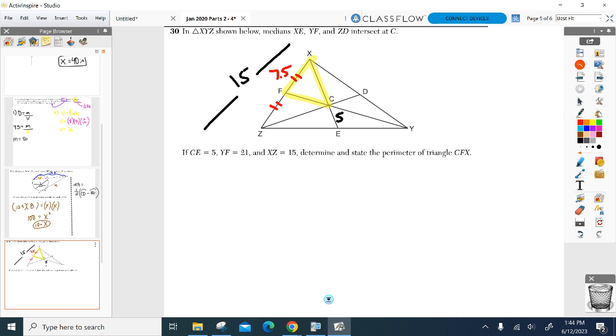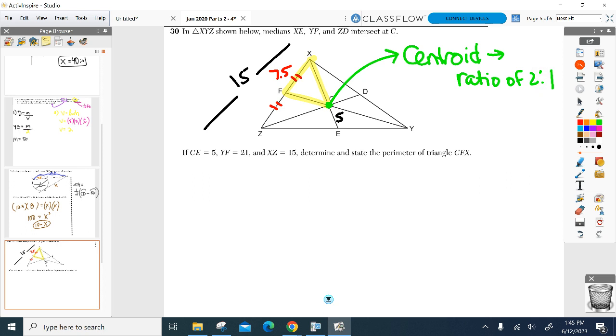Notice all 3 medians intersect at point C. Way back in Unit 5, we had a name for point C. All 3 medians intersect at the centroid. So awesome that you know what it's called. More importantly, what was the big fact about it? This is what I got to use here. It splits all the medians into ratios of 2 to 1. Ratio of 2 to 1.